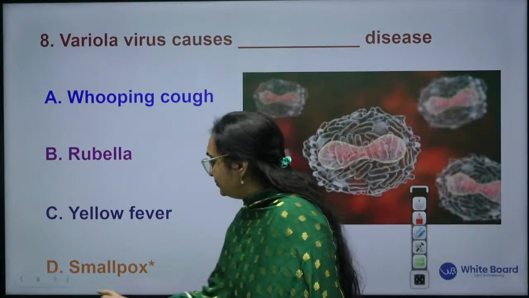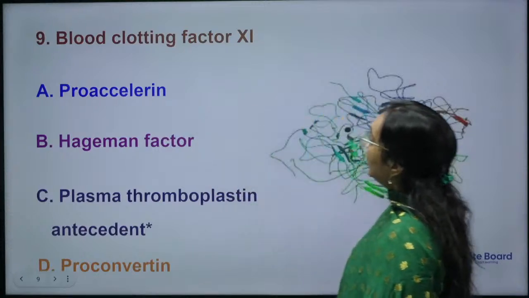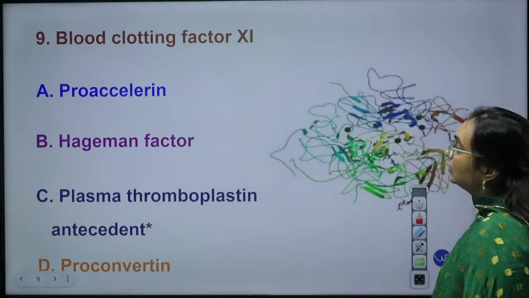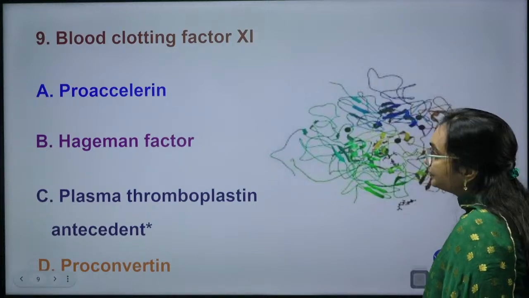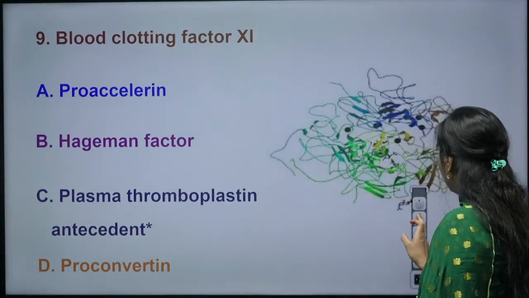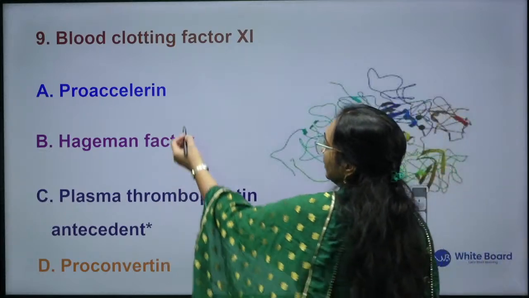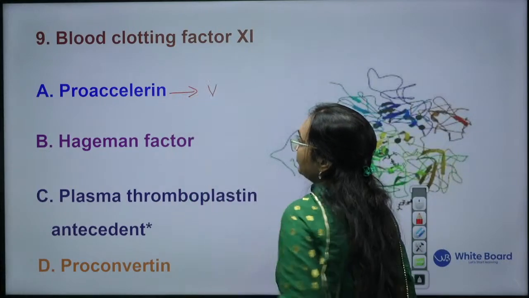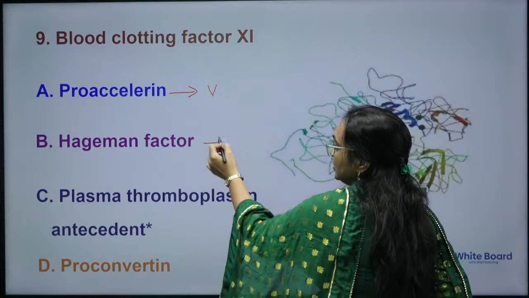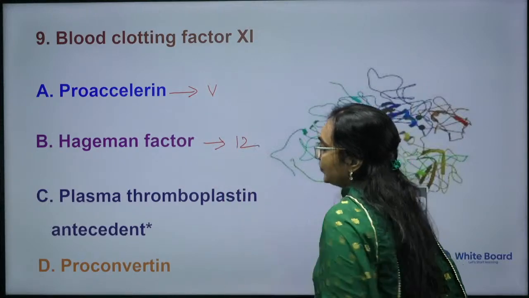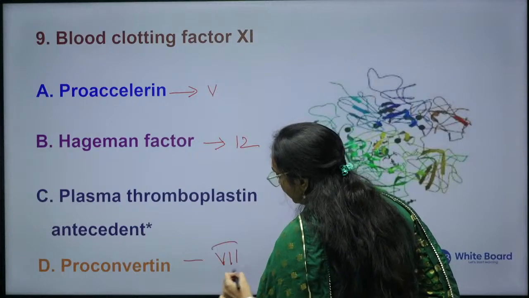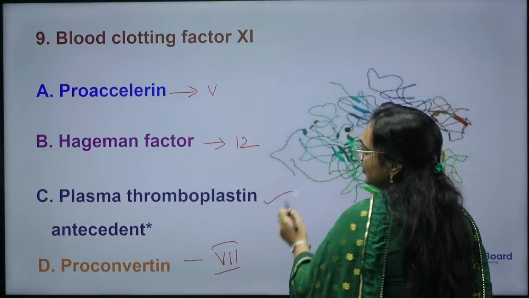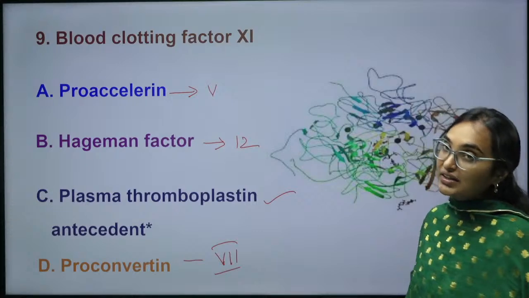Next question. Blood clotting factor 11. Here, proaccelerin is clotting factor 5, Hageman factor is clotting factor 12, proconvertin is clotting factor 7. So the answer is plasma thromboplastin antecedent, C.